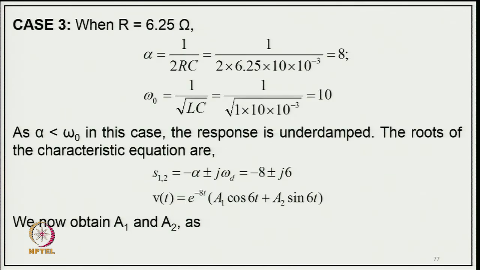Now, coming to the third case when R equal to 6.25 ohm, alpha will be 1 upon 2RC, that is 1 upon 2 into 6.25 into 10 power minus 3, that is 8, and omega 0 is 1 upon root LC, that is 1 upon root of 1 into 10 power minus 3, that is 10. Here alpha is less than omega 0, so in this case the response is underdamped, and the roots of the characteristic equation will be s1, s2 equal to minus alpha plus or minus j omega d, that is minus 8 plus or minus j6, and v(t) will be e to power minus 8t in bracket A1 cos 6t plus A2 sin 6t.